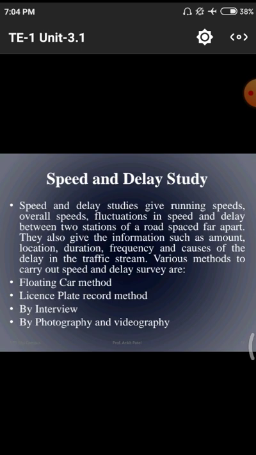Next one, duration. How much time have you spent on this investigation? Next one, what is the frequency? Is there any frequency between the studies? Frequency means is there any equal value obtained? And the causes of the delay. Causes of the delay means what is the main purpose of the study and what are the main causes of the delay. And next one, the various methods that are carried out. Those are called spot speed studies and delay studies. These 5 methods are employed: floating car method, license plate record method, interview method, and videographic method.